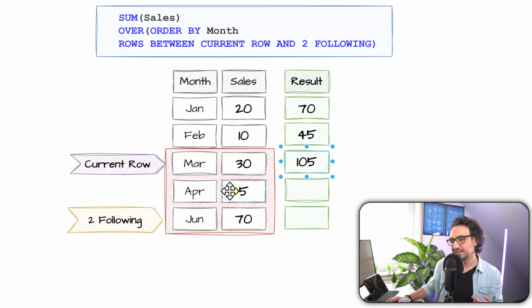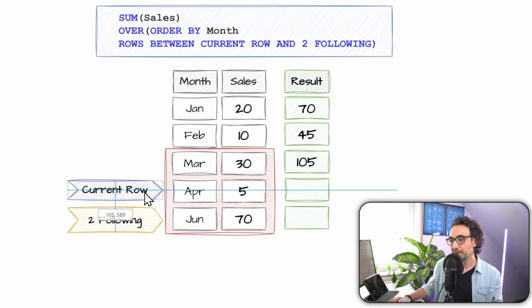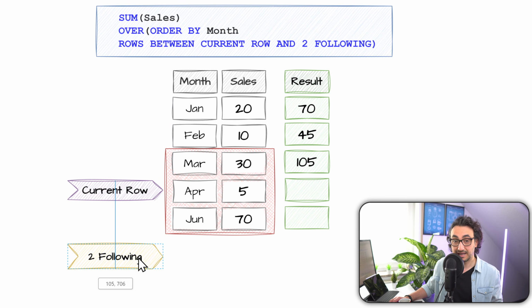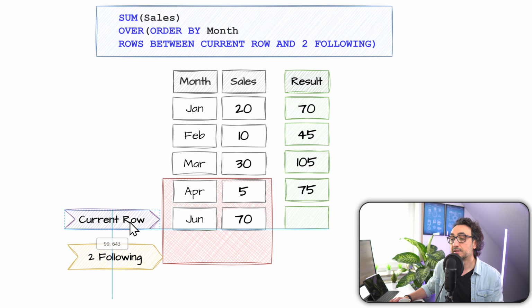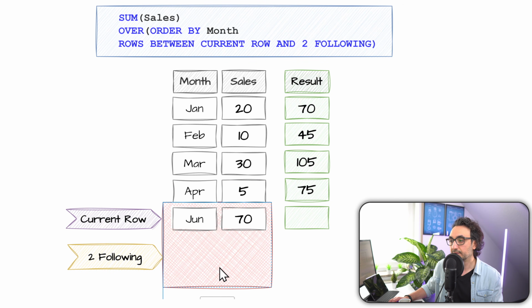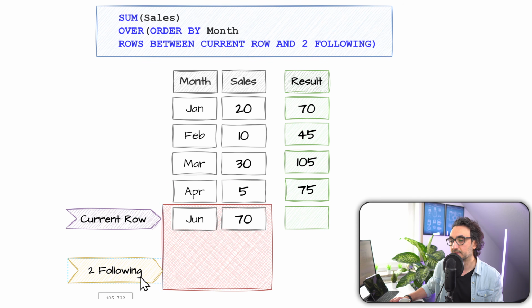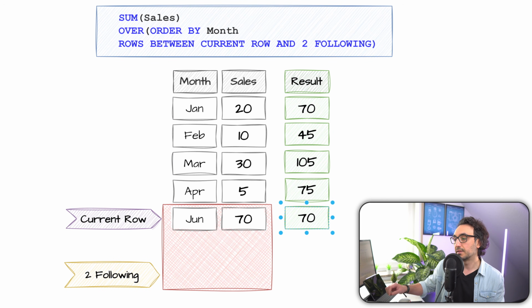So now things get interesting for the next row. The pointer for the current row is going to be April, but the 2 following is going to be after the end of the table. So as we slide down, as you can see, the scope, or the subset of the frame, is going to be only 2 rows, and the output is going to be 75. And finally, if you go to the last row, it's the current row, and we're going to have only 1 row for this subset because the 2 following is just outside of the table. And we're going to get the same value as the summarization.